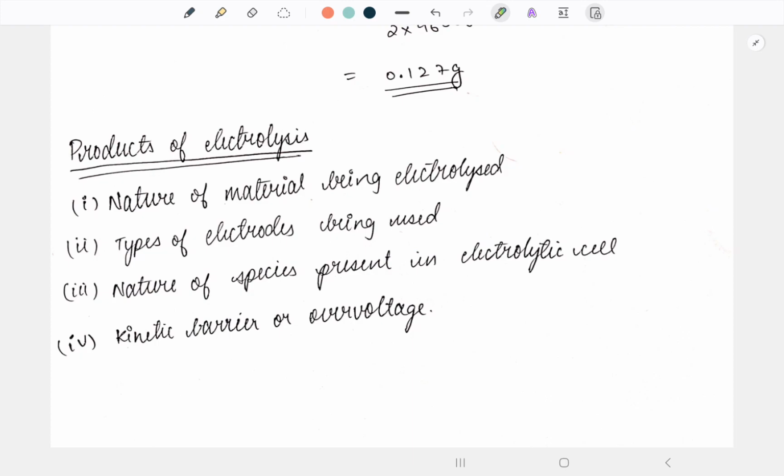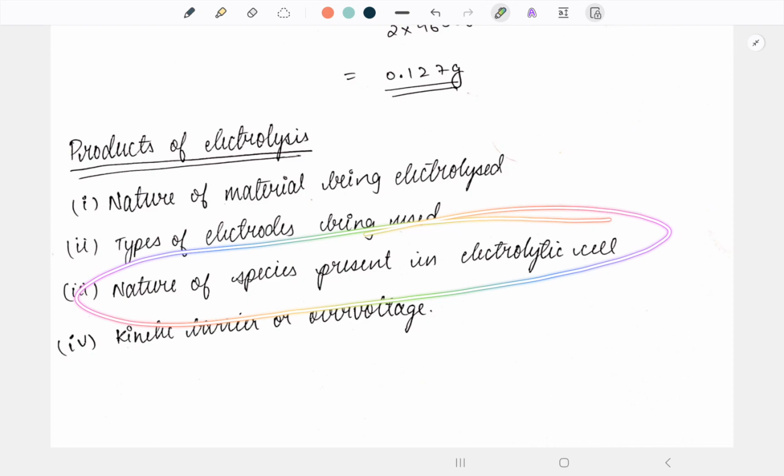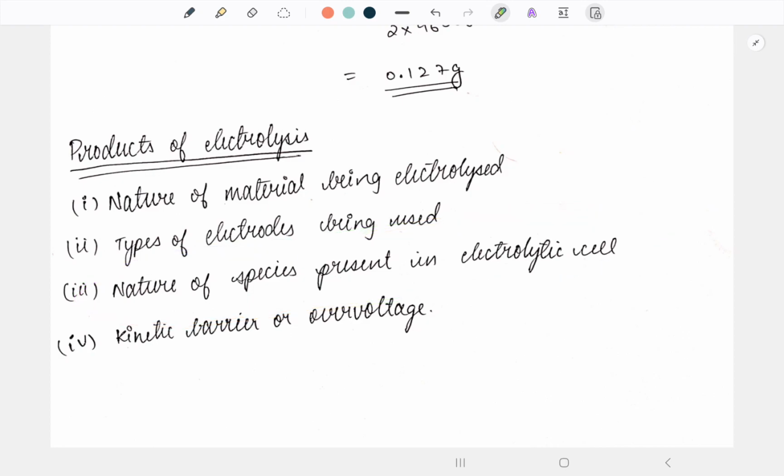And the nature of species present in the electrolytic cells. Here the product of electrolysis will depend upon the different oxidizing and reducing species and their standard electrode potential values. Cathodic reaction takes place with higher reduction potential, while anodic reaction will take place with higher oxidation potential.